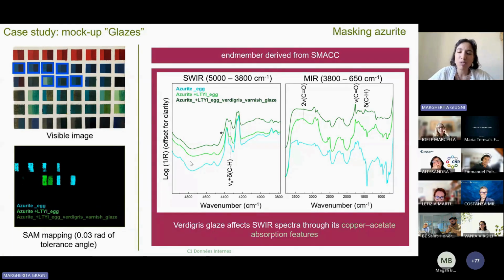The glazing on top is quite interesting just in the SWIR region, because it is the only case where we actually see a glaze impacting this range, not because of the binder, but because of copper acetate absorption features coming from the pigment.